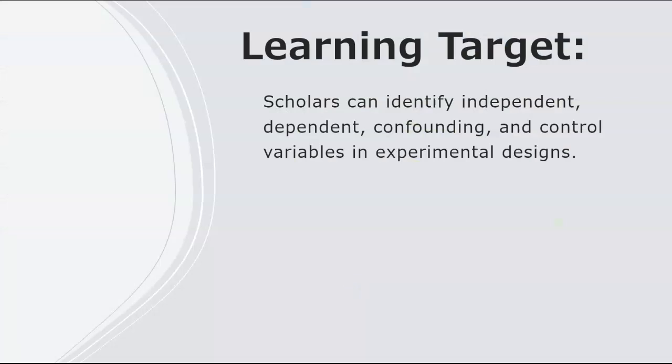So our learning target for the lecture was brought to you by the numbers 1 and 3, and is that scholars can identify independent, dependent, confounding, and control variables in experimental designs. In English, you need to not only understand what these words mean, but be able to recognize them if you were given a scenario, or in the case of confounding and control variables, to be able to identify which ones might be in play. Okay.